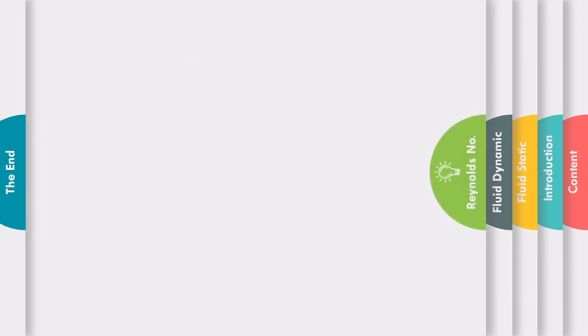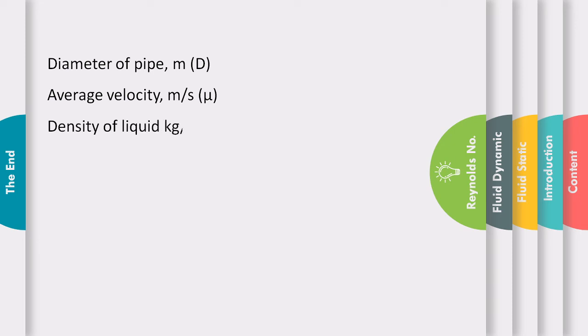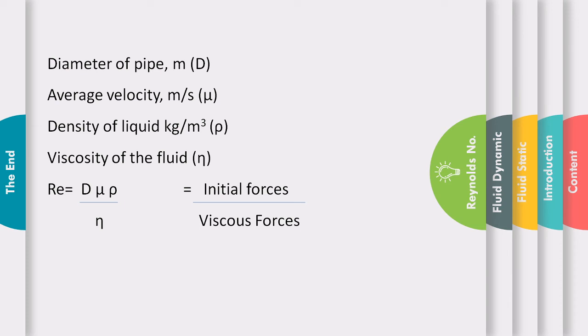Reynolds number is affected by 4 factors. Those are diameter of pipe, average velocity, density of liquid, and viscosity of the fluid. These 4 factors are combined in one way as Reynolds number, and we can write Reynolds number R is equal to D, which is diameter, u, which is average velocity, rho, which is density of the liquid, divided by viscosity mu, which is equal to inertial force by viscous force.